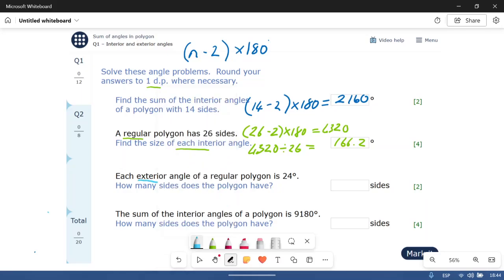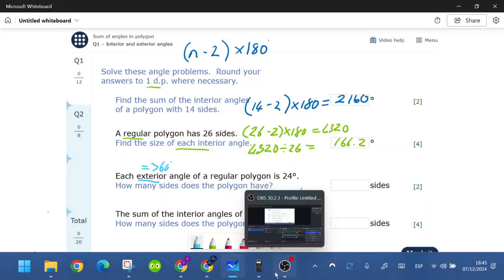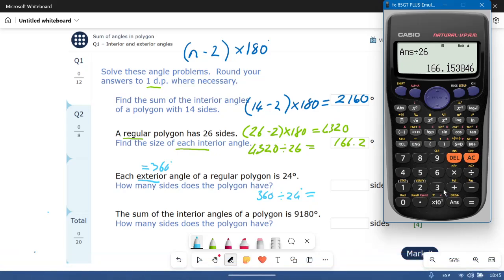The sum of the exterior angles, of course, is always equal to 360. So if we want to know how many sides the shape has, we take the 360 divided by the size of the angle, which is 24 degrees, and then we'll know how many sides it has. 15 sides.